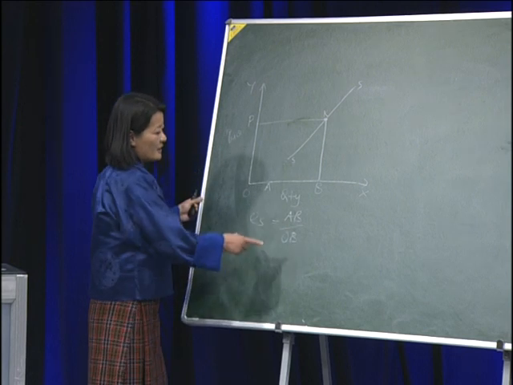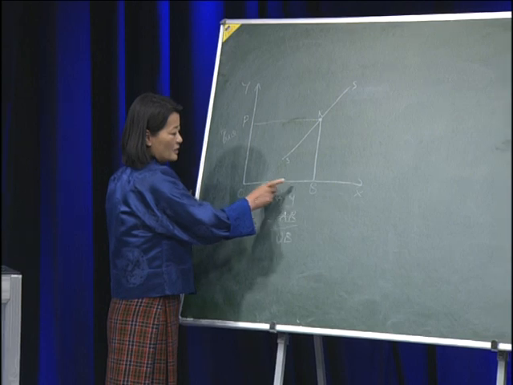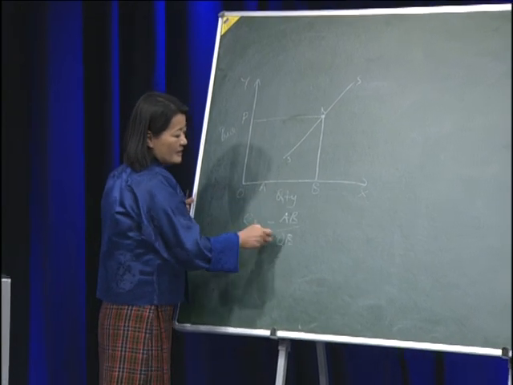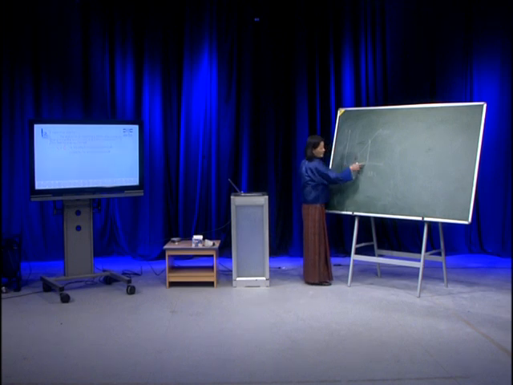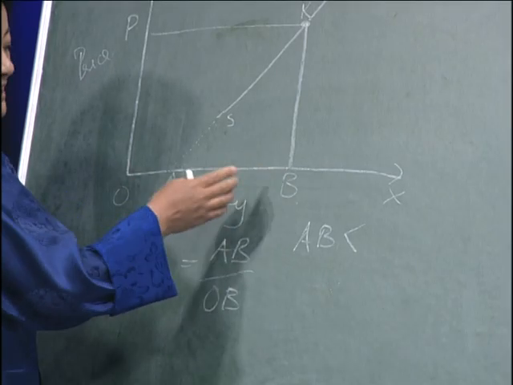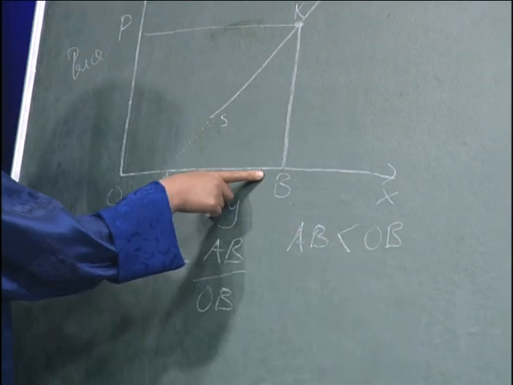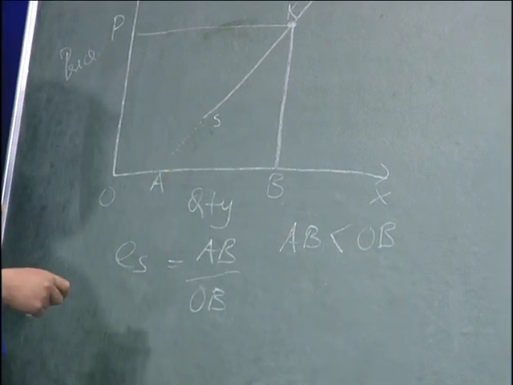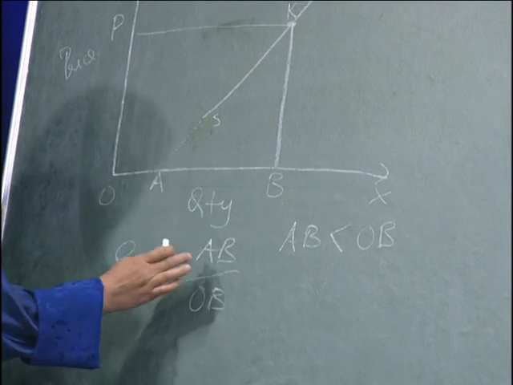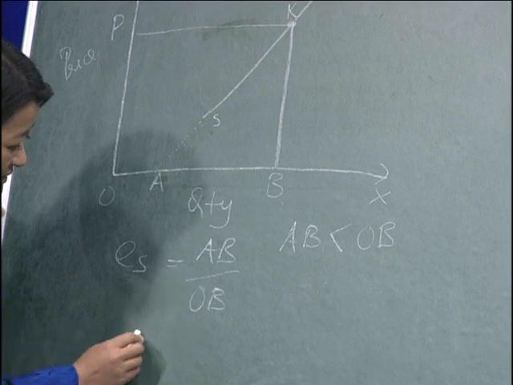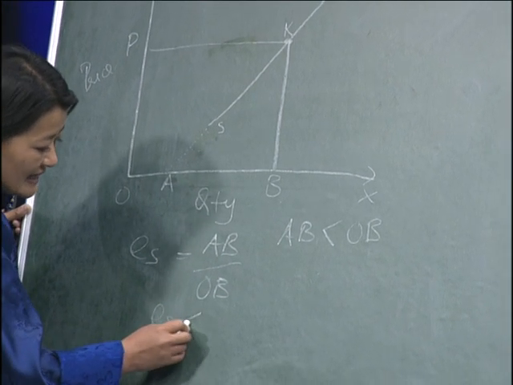Look at the length of AB. In this case AB is less than OB, where OB is the amount of quantity that is supplied. So, if the value of AB is less than the value of OB, the elasticity of supply is going to be less than 1.